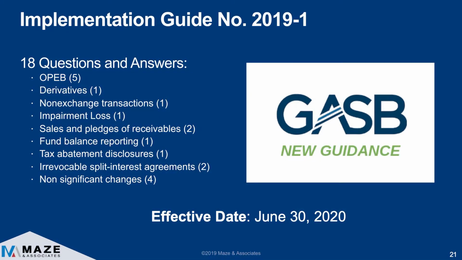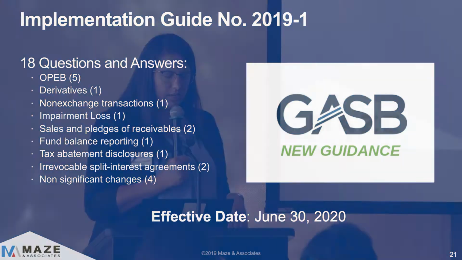Okay, and then there's another implementation guide effective in fiscal year ending June 30, 2020. So this one has a hodgepodge of things. I think the biggest thing is the OPEB pieces, which are clarifying Statement 75. But then there's some about derivatives and non-exchange transactions and everything that's up there. I won't read it out unless you really want me to, but it's all up there. So if you're interested in that, like I said earlier, there's a link on the last slide for the implementation guides.